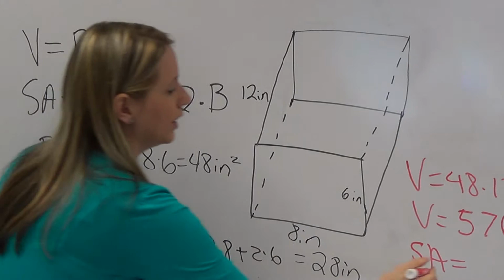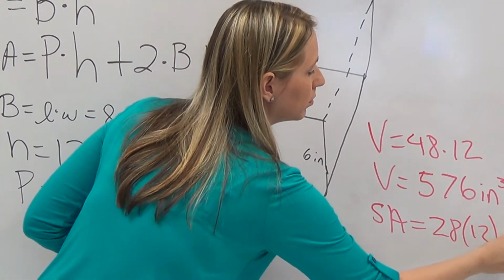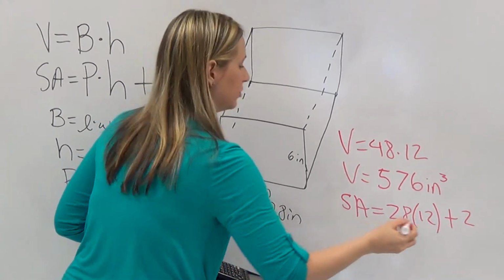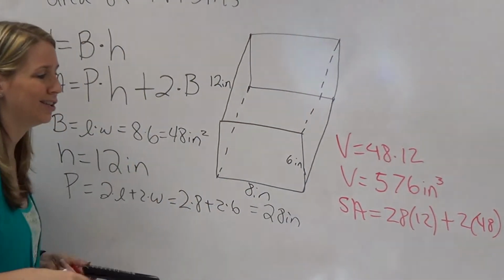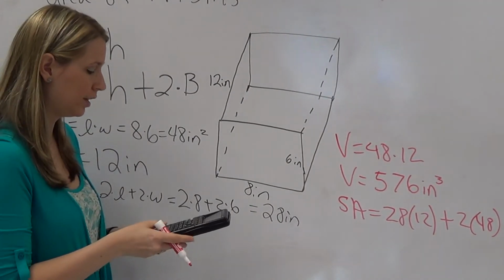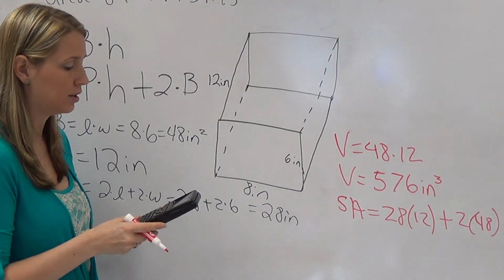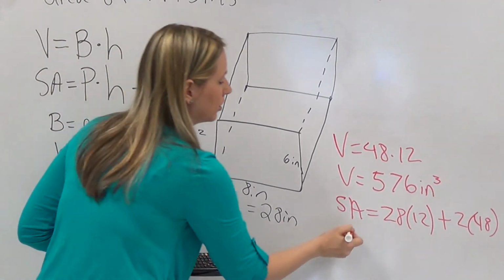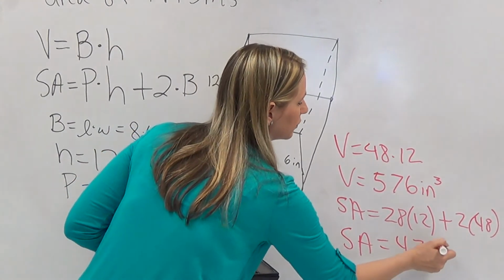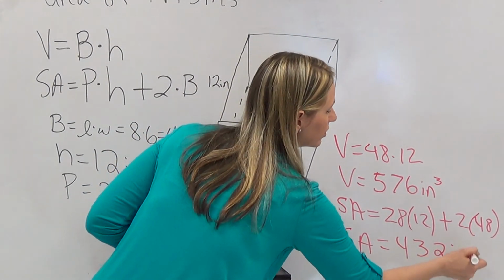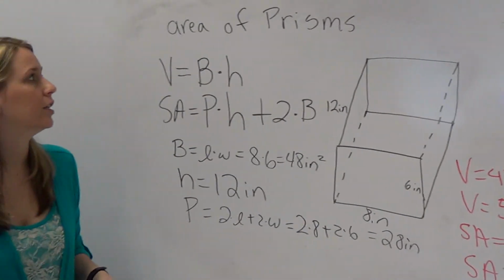And then for surface area, perimeter, which is 28, times the height, which is 12, plus 2 times the area of the base, which is 48. Again, you can just plug all that in the calculator. 28 times 12 plus 2 times 48 is 432. The surface area is squared, so 432 inches squared. And that's your volume and surface area of a prism.